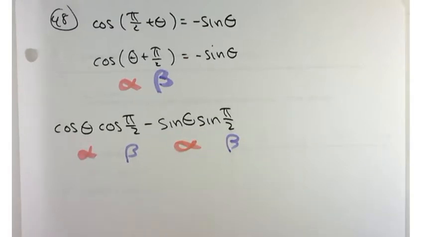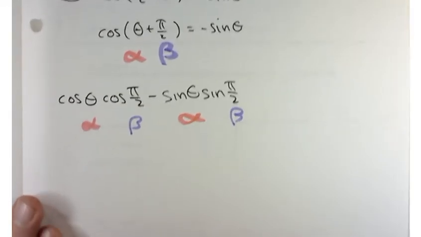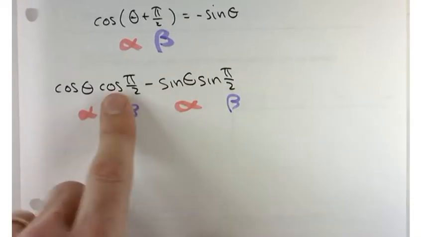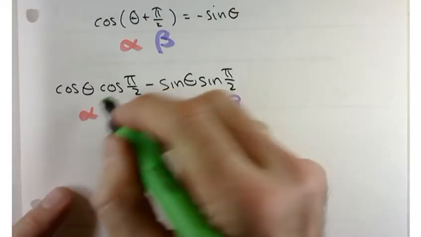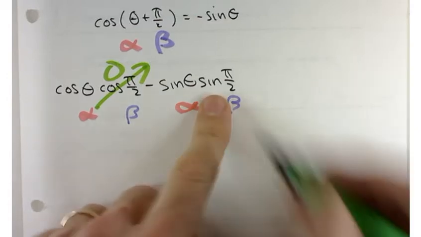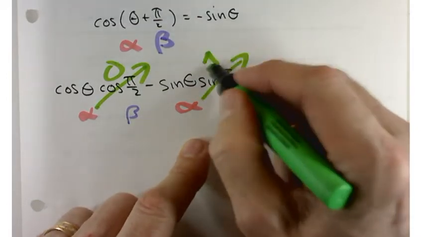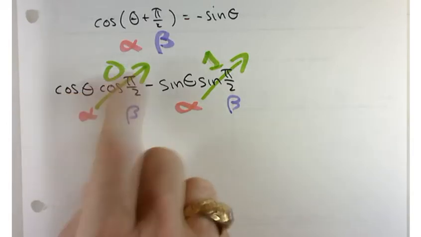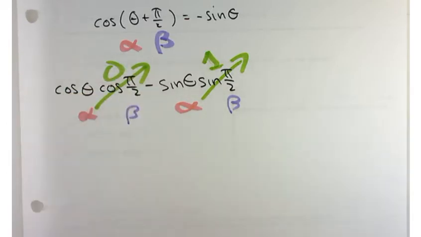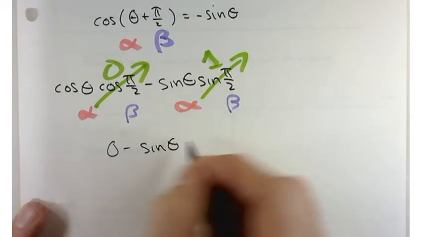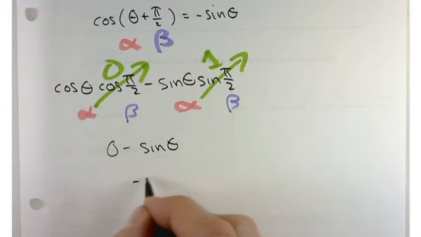But I can simplify some of this. Let's take a look at these angles. What's the cosine of pi over 2? 0. What's the sine of pi over 2? 1. So I get 0 times cosine of theta. 0 times cosine of theta? 0. So I get 0 minus sine of theta times 1, or just minus sine of theta.